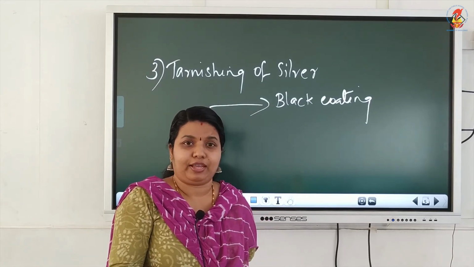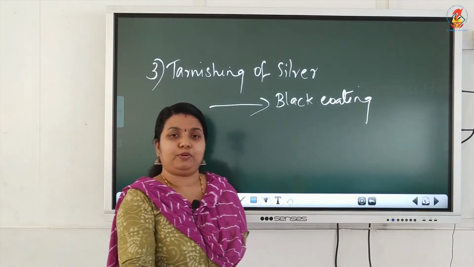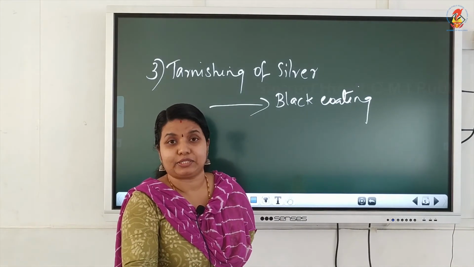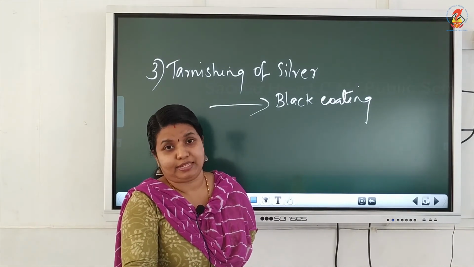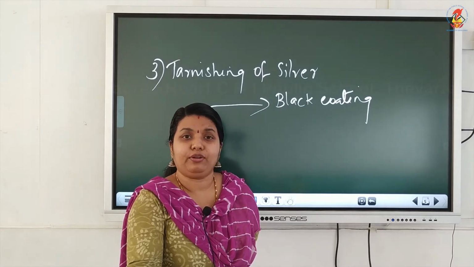Example is rusting of iron, where a reddish brown coating is formed on objects made of iron on exposure to moist air for a long period of time. What is rust actually? Hydrated iron oxide. Iron plus oxygen plus water gives hydrated iron oxide or rust.